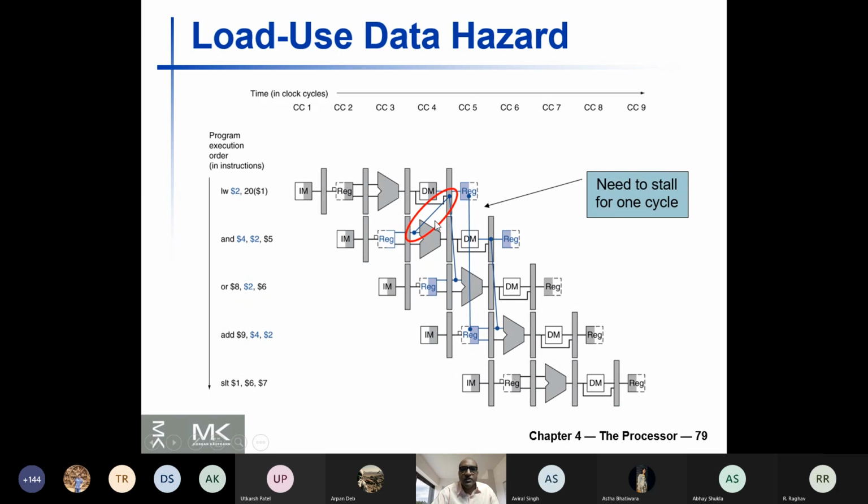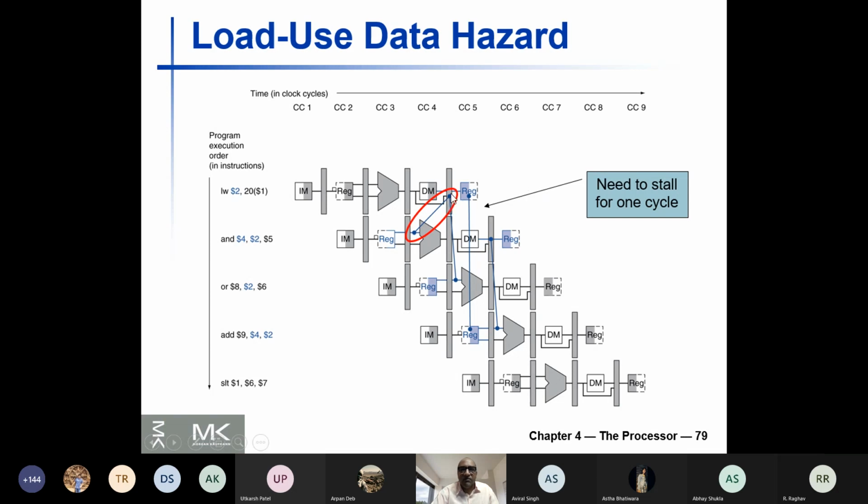But for the AND instruction, the execution stage is in cycle 4. But the load instruction will provide the output in cycle 5. Not in cycle 5 exactly, in cycle 5 it will write into that one. Only in cycle 6 is the actual content available.